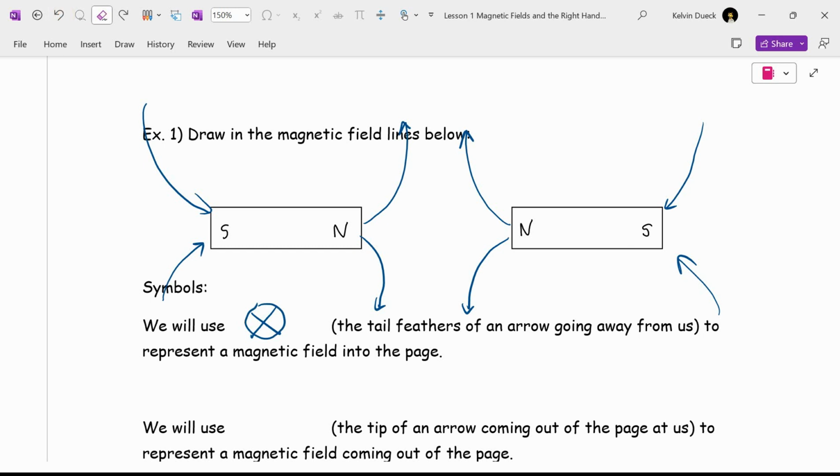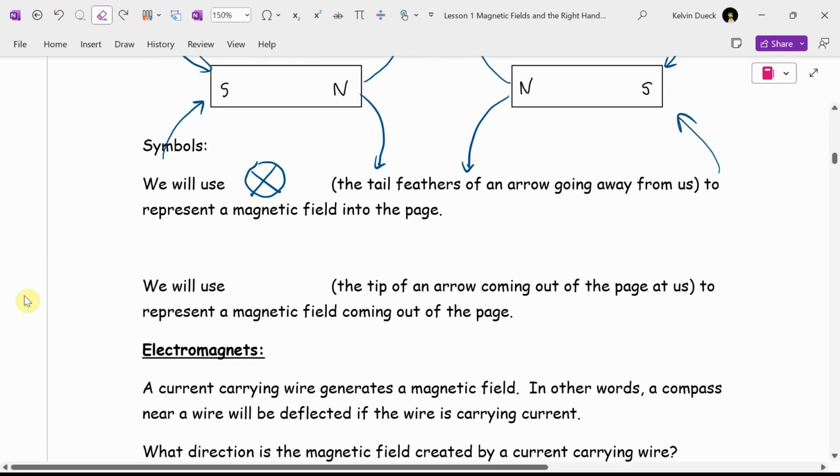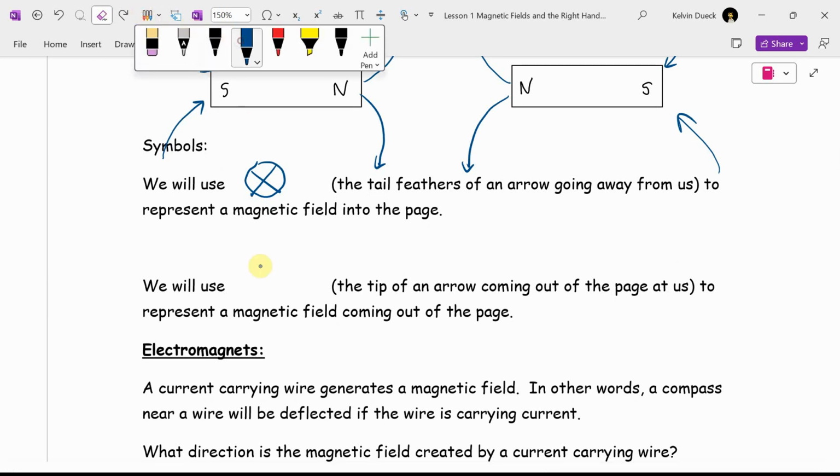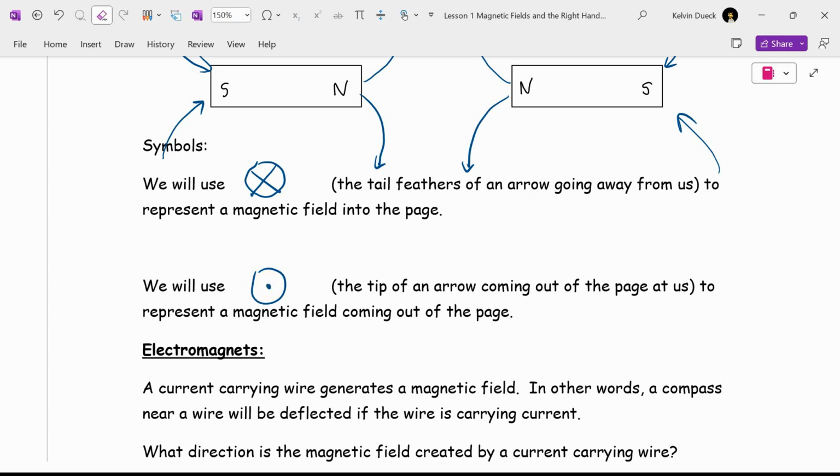But when we're handwriting, that's into the page. To show out of the page, we reverse it. We imagine the tip of an arrow coming towards us. What would that look like? It would be a circle with a dot. That's meant to show out of the page towards us.